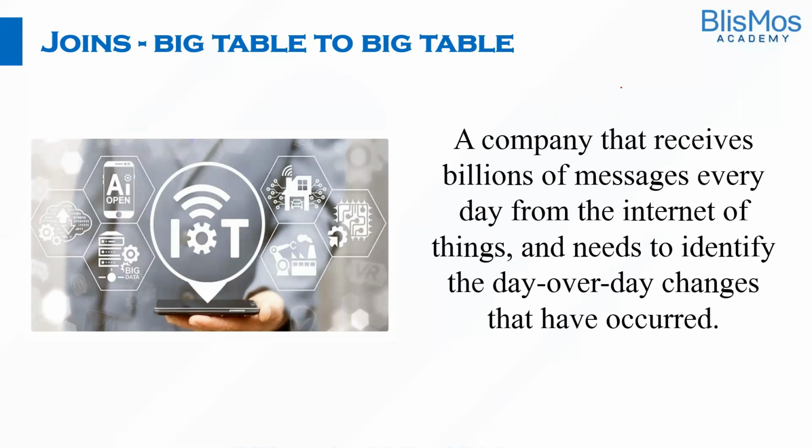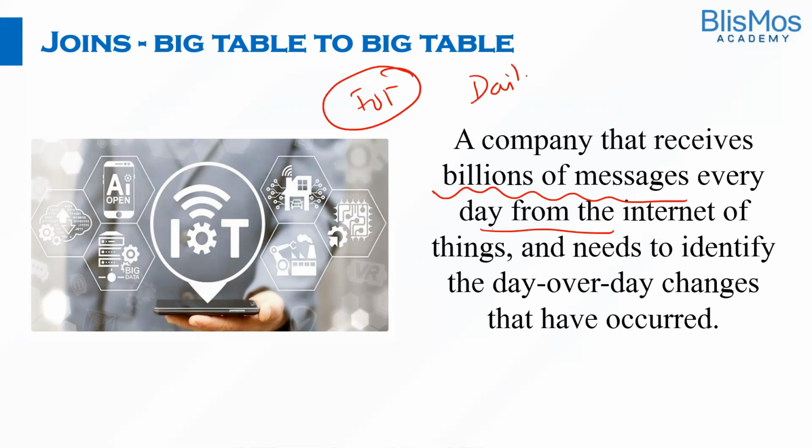Assume we have a company. In that company, it is receiving billions of messages every day from the IoT devices. So on a daily basis, they are receiving billions of messages. And the requirement is they want to identify day over day changes that have occurred. That is when there is a need for joining the big table with another big table. That is when mostly it will end up in shuffle join.